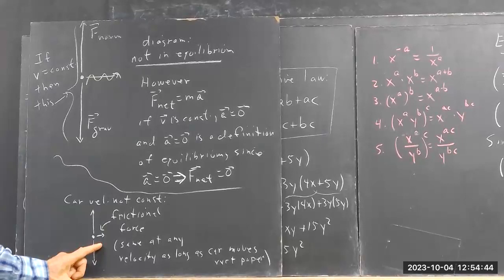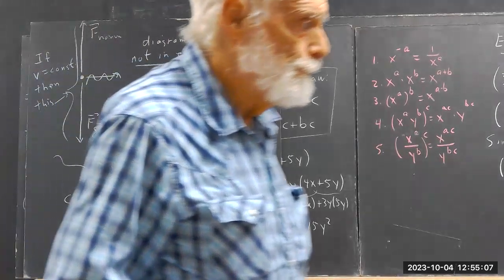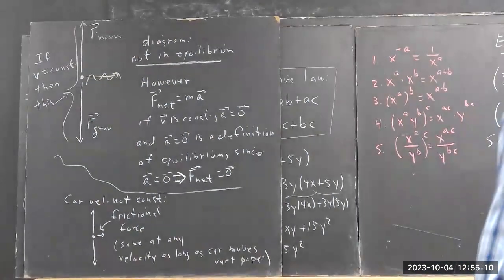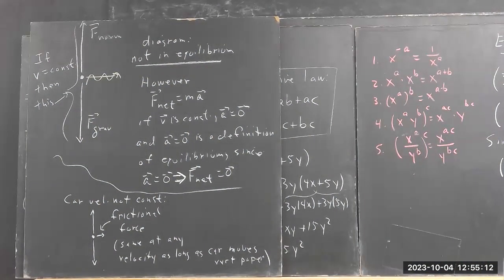This frictional force, if the car is stationary with respect to the paper, is static friction. Static friction is greater than kinetic friction. As soon as you break static friction, you have kinetic friction, and the friction drops considerably. And we can demonstrate that.